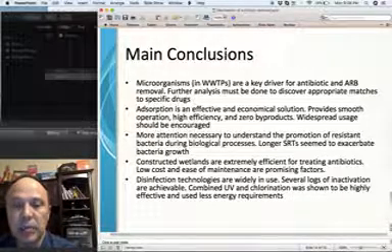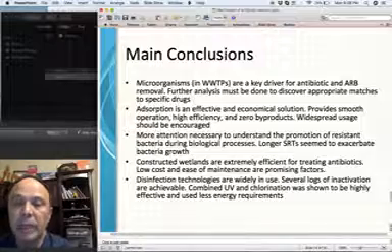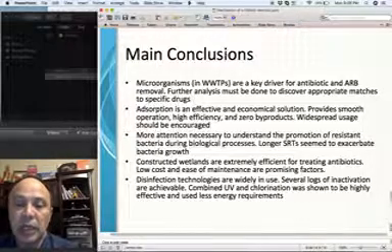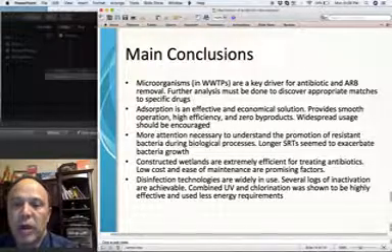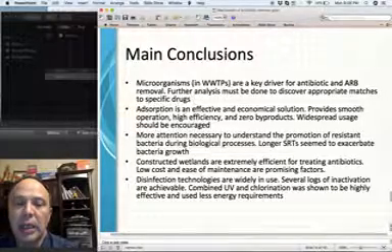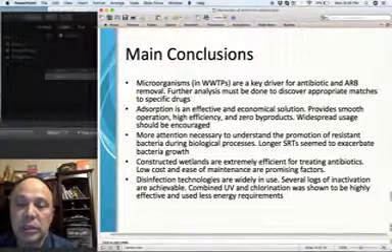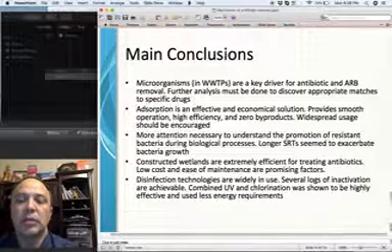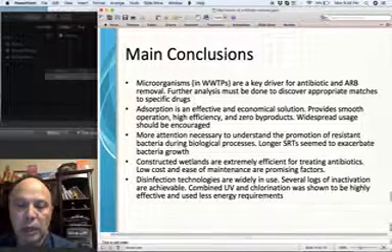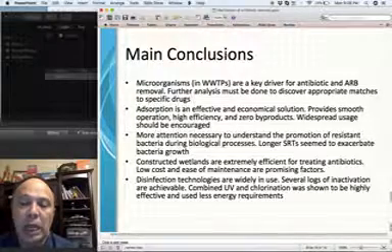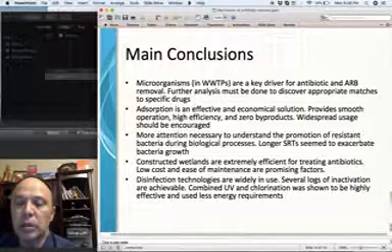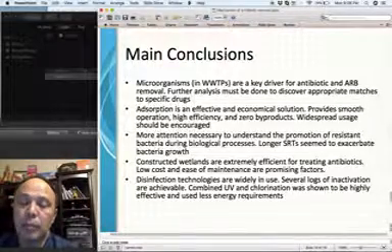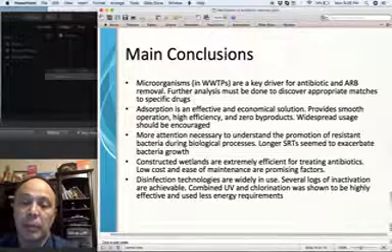And then adsorption was an effective and economical solution because it provides for smooth operation, high efficiency, and the best part is it has zero byproducts. There's nothing released into the environment, so this should be encouraged more widely. And then more attention needs to be paid to understanding the promotion of resistant bacteria during biological processes, being that our treatment plants are so reliant upon them. So looking at longer solids retention time seems to make the problem worse. It seems to exacerbate bacteria growth.